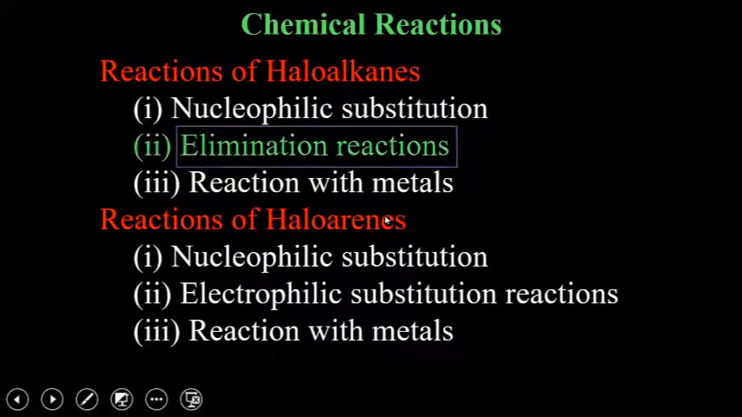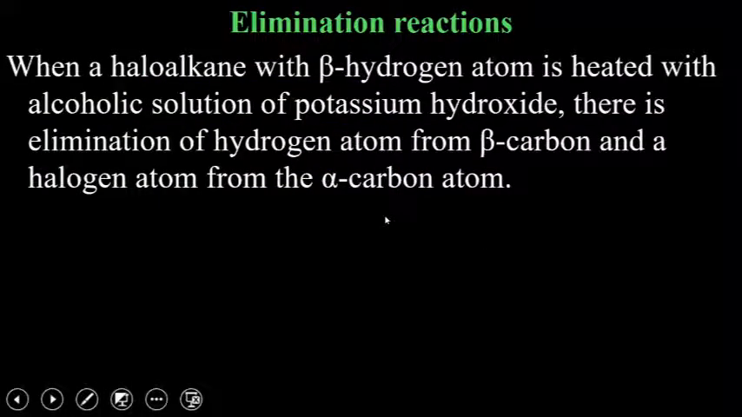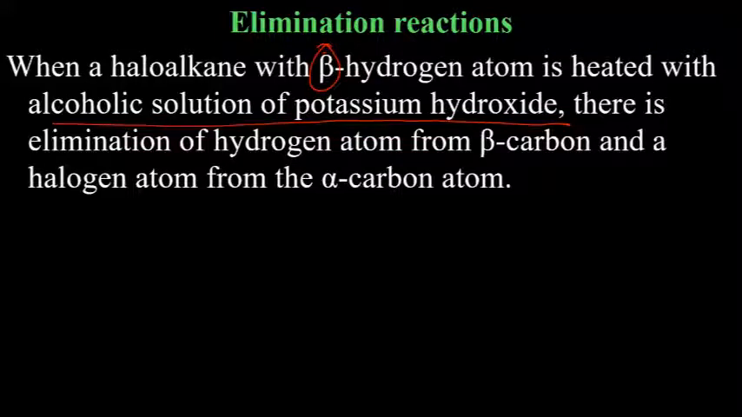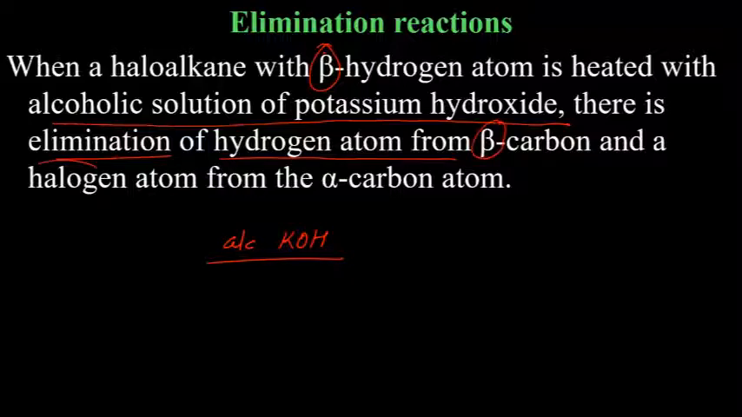So now the elimination reaction. When a haloalkane with a beta hydrogen atom is heated with an alcoholic solution of potassium hydroxide, I'll tell you what a beta hydrogen atom is. So this is a very important conversion reaction also. With alcoholic KOH, there is an elimination of a hydrogen atom from the beta carbon and a halogen from the alpha carbon.